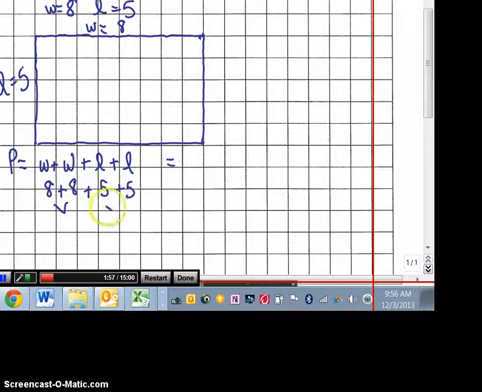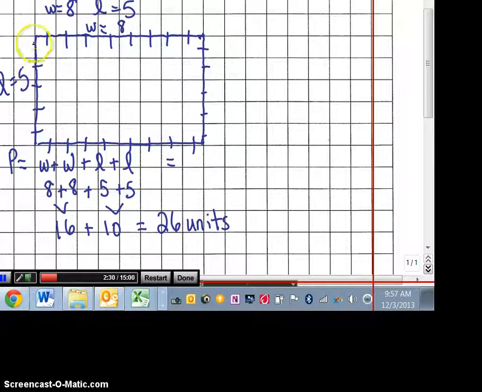Then I combine my addends to make it a little bit easier for adding. So 8 plus 8 is 16, plus 5 plus 5 is 10. That gives me 26. So I know the perimeter of this rectangle is 26 units. And if I counted the units, I would get the same thing. 1, 2, 3, 4, 5, 6, 7, 8, 9, 10, 11, 12, 13, 14, 15, 16, 17, 18, 19, 20, 21, 22, 23, 24, 25, 26.